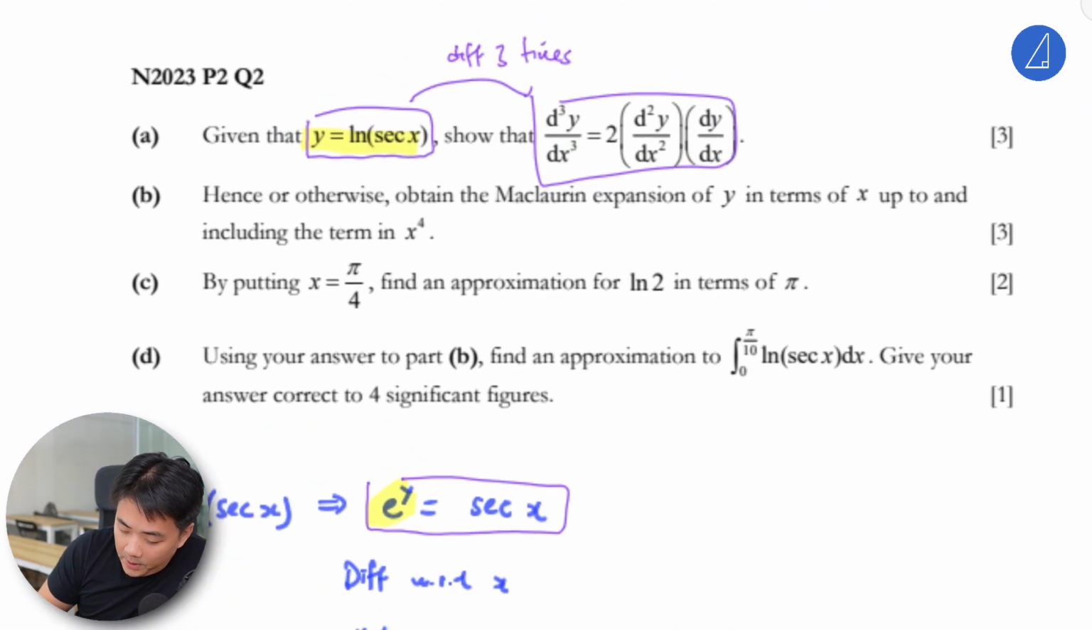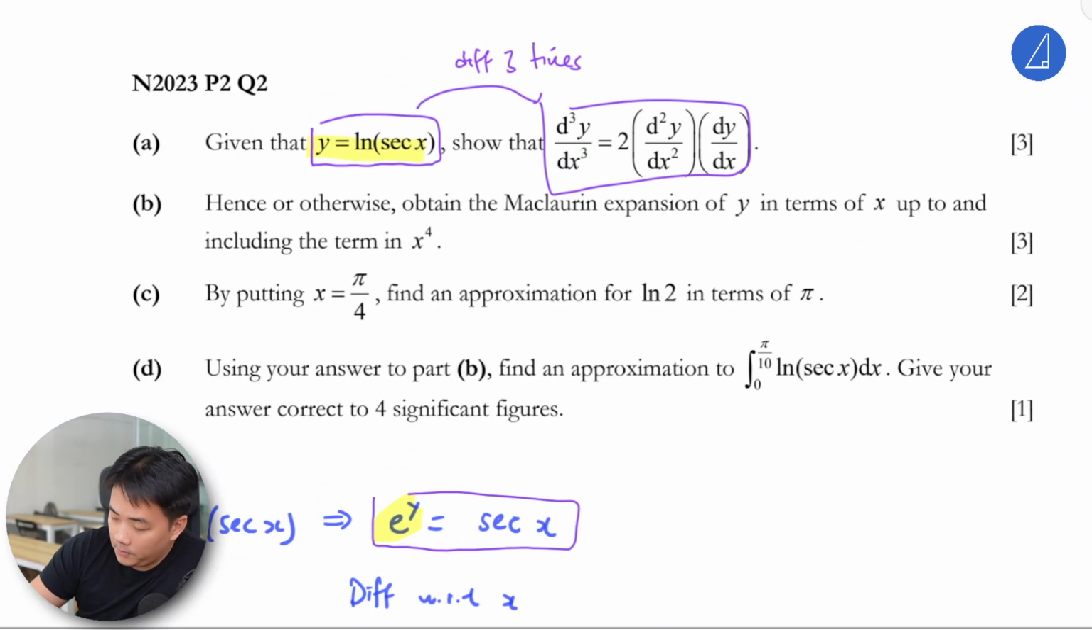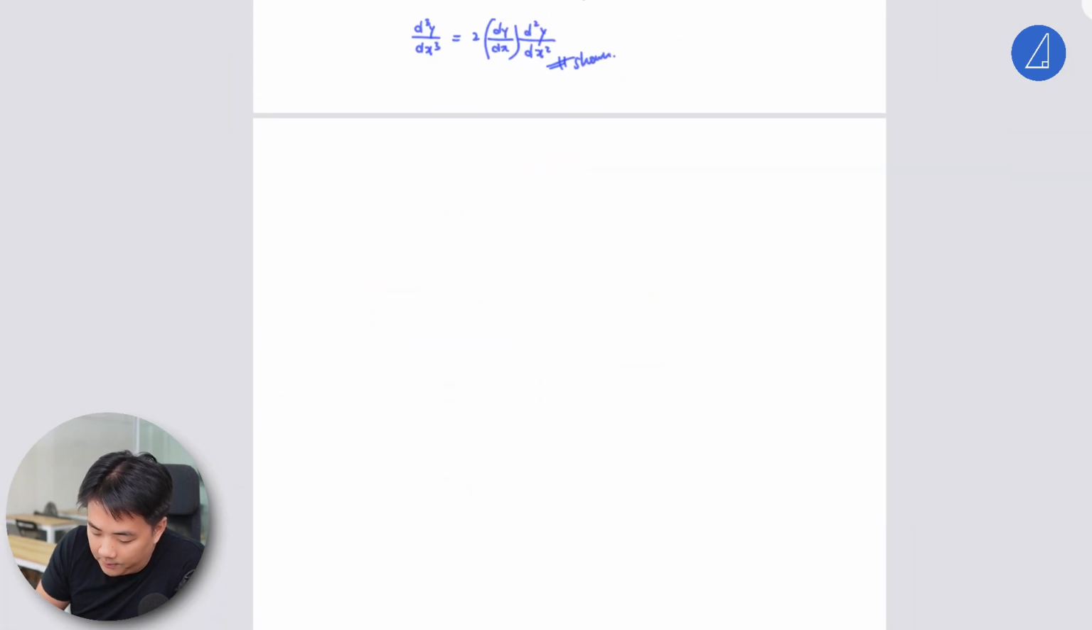So let's look at part B. We need up to the term x^4, meaning to say we need d^4y/dx^4, right? In other words, we need to differentiate this once more. That's the main thing there.